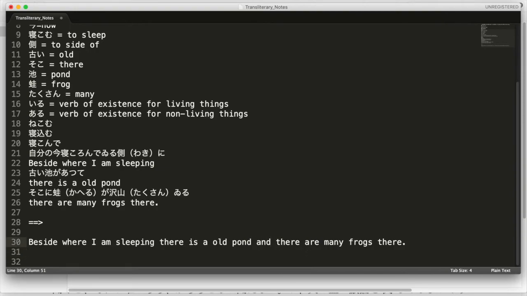So let's add this and let's read through it again, a little quicker this time. Beside where I'm sleeping, there is an old pond, and there are many frogs there. Okay, now I noticed I had a mistake. I added "there" twice. Okay, there are many frogs. So let's take it off at the end.